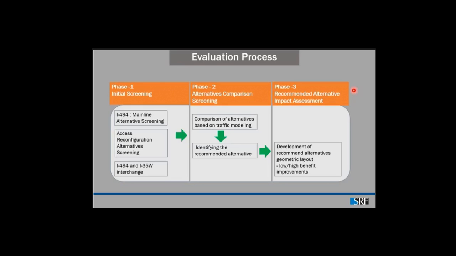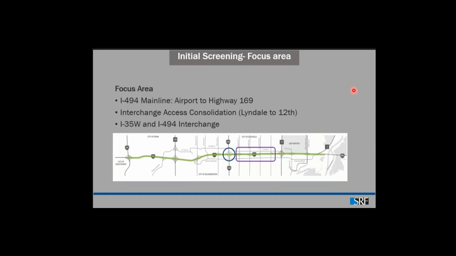So in phase one, our initial screening, we came up with a bunch of alternatives, we go through our screening process, and we carry forward some of the alternatives into phase two, the alternative comparison screening. And in phase two, our microsimulation or Vissim model comes in. We compare all these alternatives against each other head to head, and we come up with our recommended alternatives. And in phase three, we are going to combine all these changes and see what kind of effect that has on our congestion and also on our highway impacts and all these benefits.